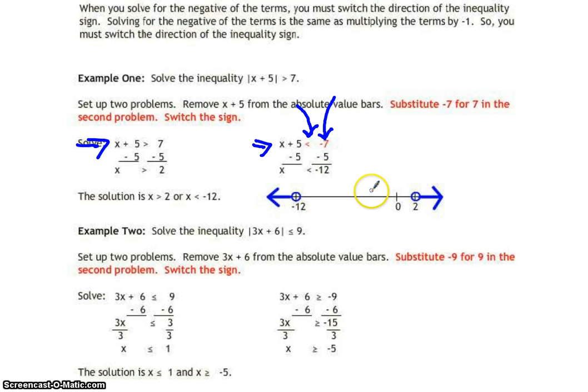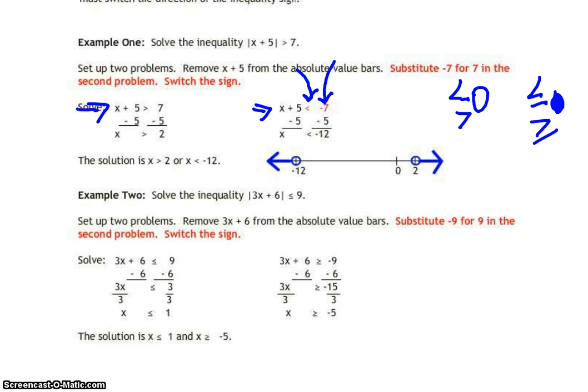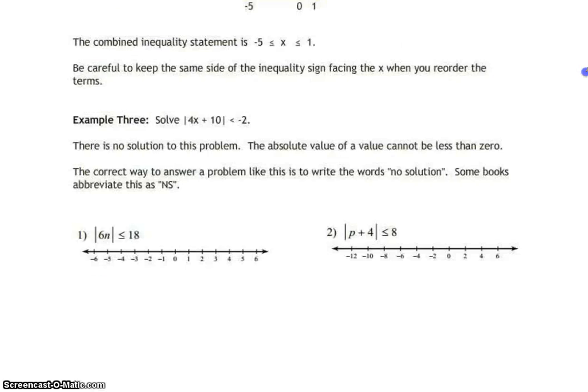Then you're going to graph them on the number line. Remember, if it is either of these, it's an open circle, and if it has a line under it, it is a solid circle. As long as x is on the left, you shade the way the arrow points. Okay, so let's go to the next page and look at some examples.